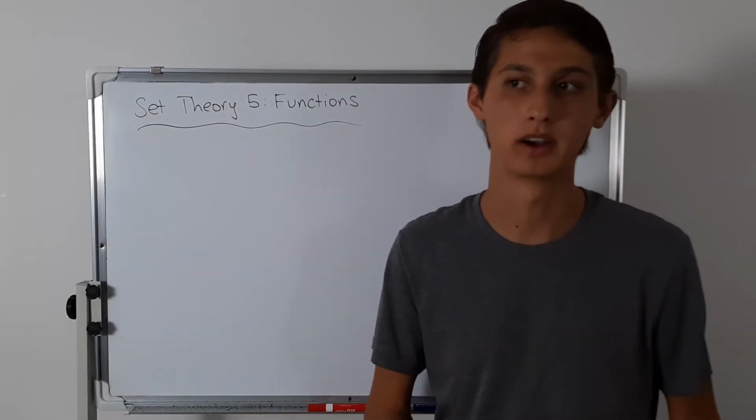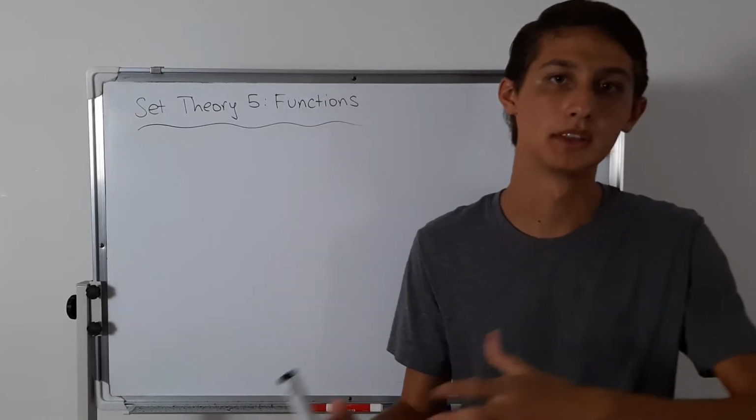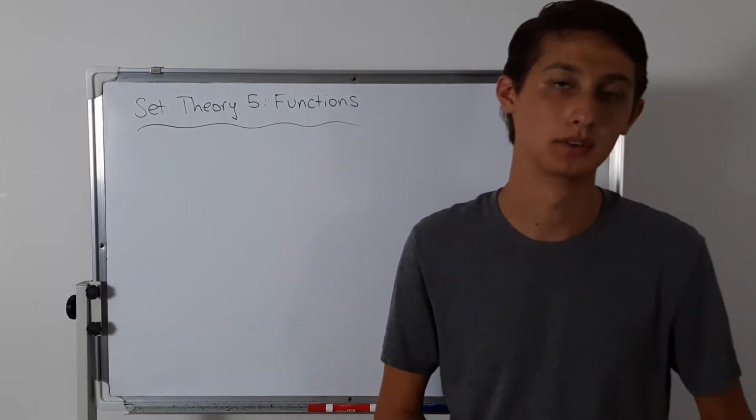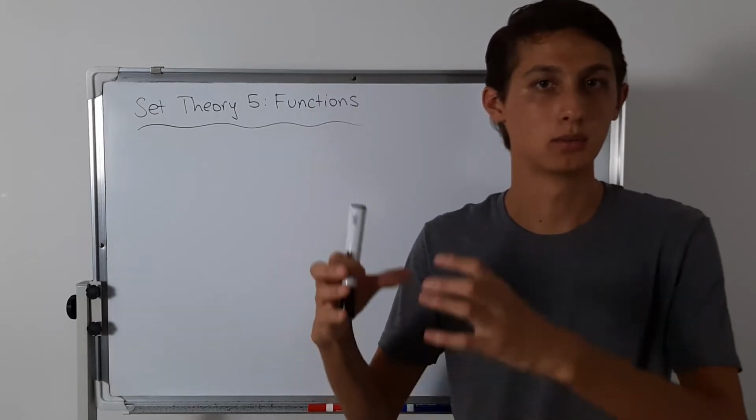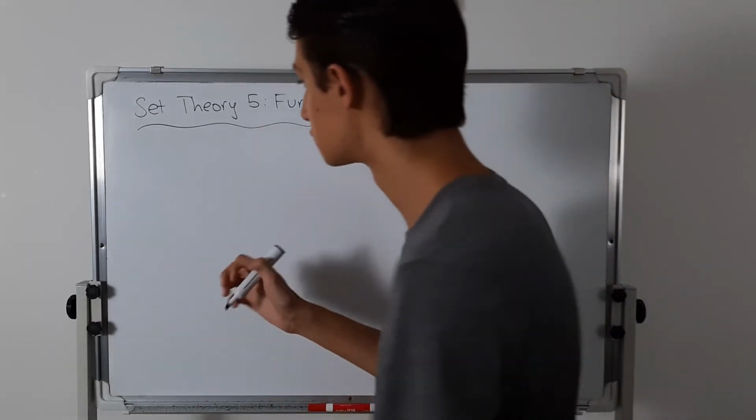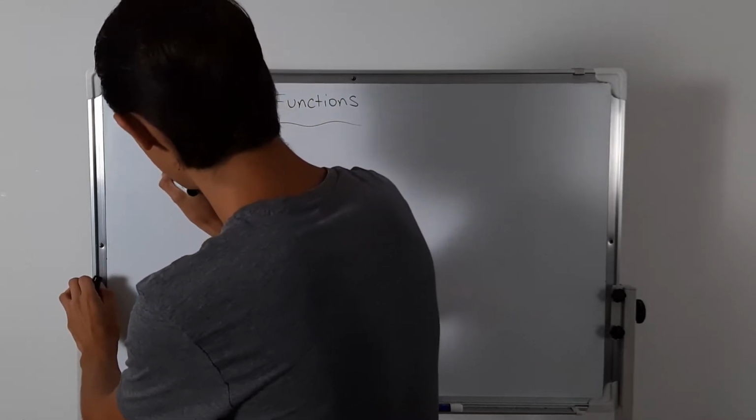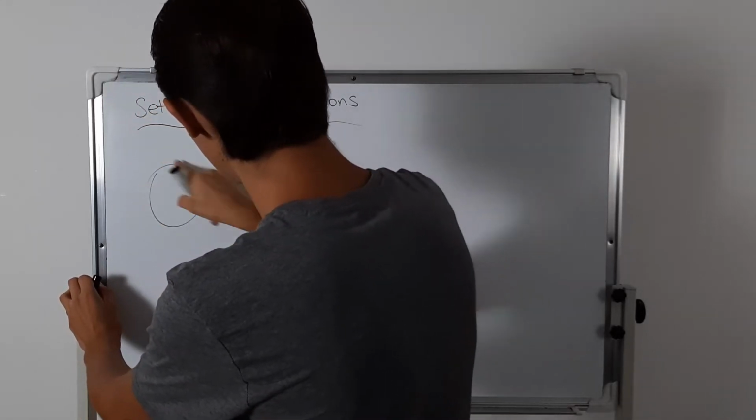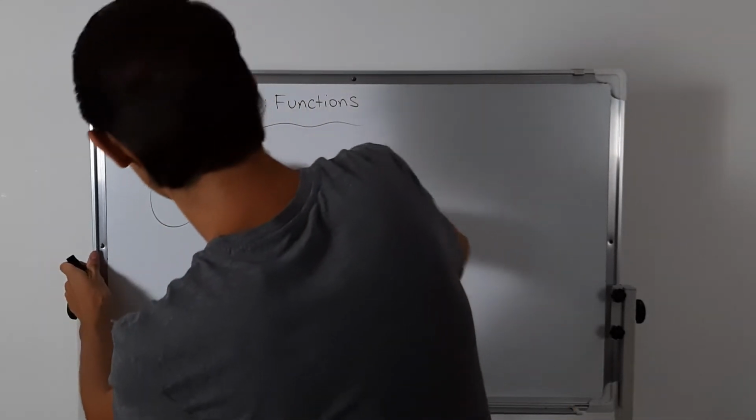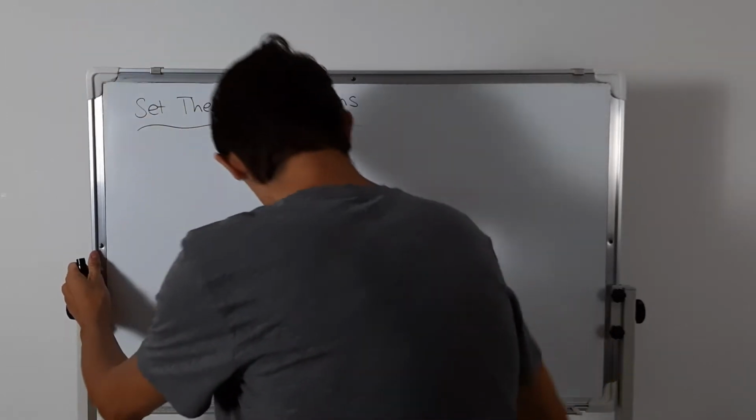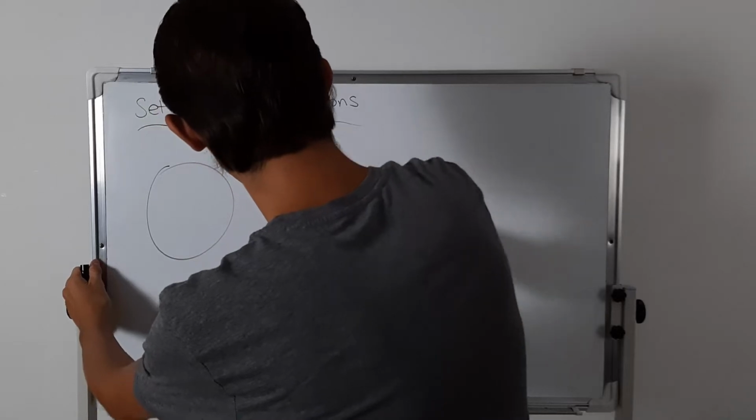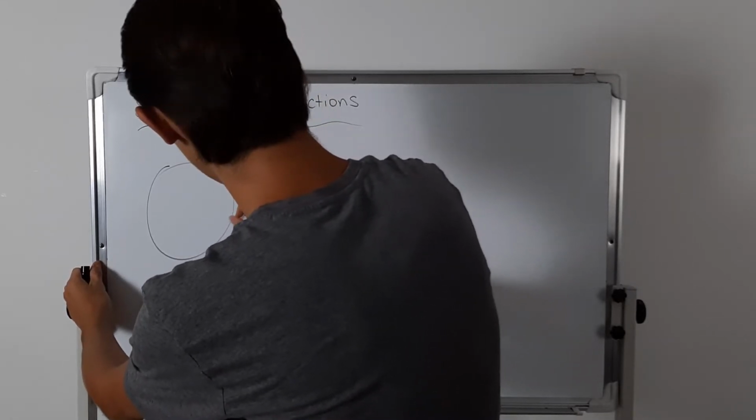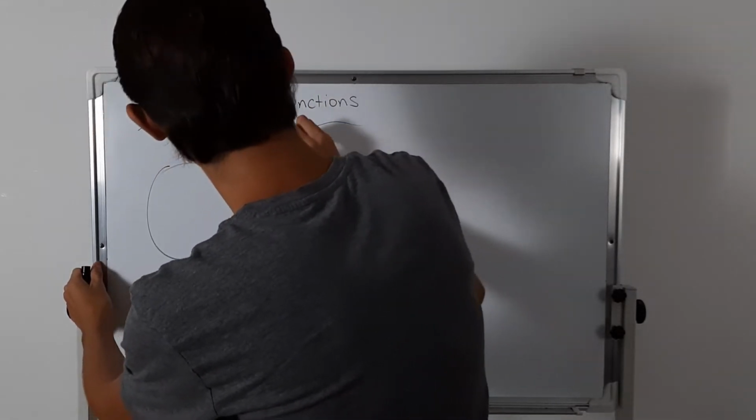Like x squared, you start with some real numbers and then you end up with some positive real numbers, or zero, of course. So you're taking things from one set to another. Let me just draw a picture. So we have one set here, and then we have another set here. I'm going to call this set A and this set B.